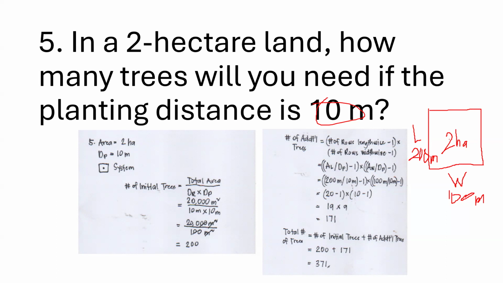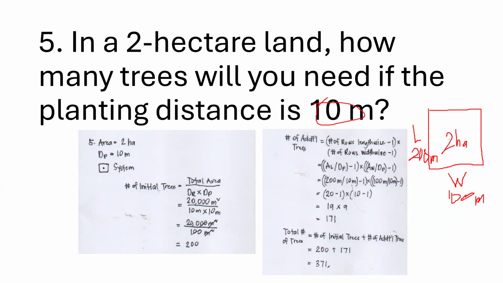And 200 meters divided by 10 meters is 20. Bring down minus 1 times 100 divided by 10, 10. Bring down minus 1. 20 minus 1, 19. Times 10 minus 1, 9. 19 times 9 is 171.